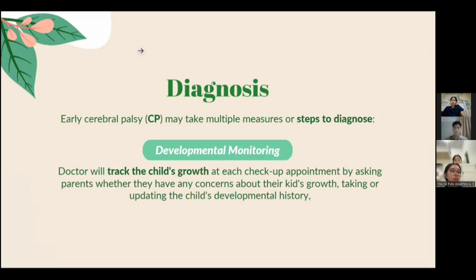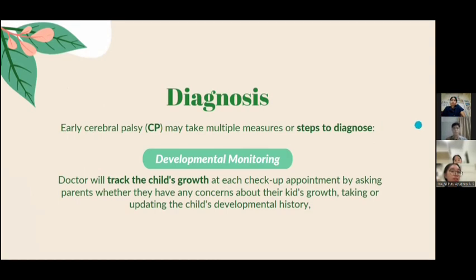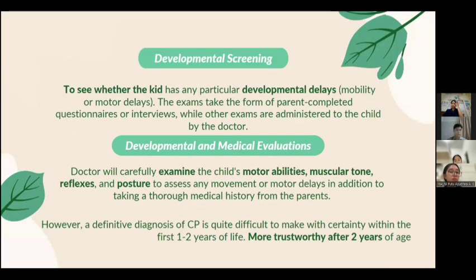Next is diagnosis. Early cerebral palsy may take multiple measures or steps to diagnose. First is developmental monitoring. The doctor will track the child's growth at each check-up appointment by asking parents whether they have any concern about their kid's growth, taking or updating the child's development history.